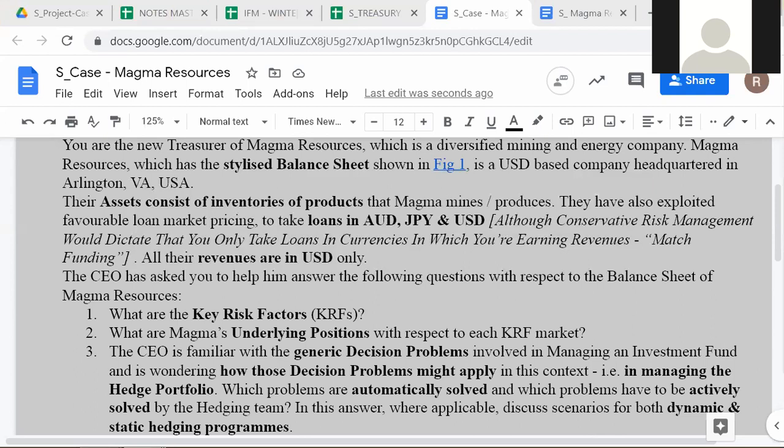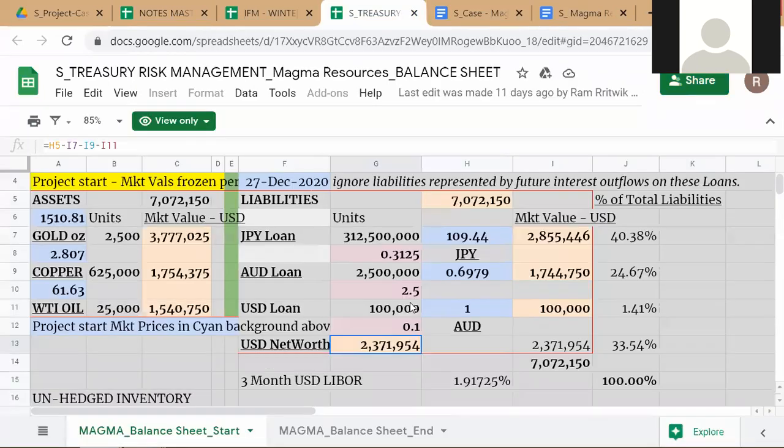Let's ask, who do we have? Srishti, you have a question? Why am I not able to see the hands? Okay, fine. Yeah, Srishti, what is the question? Sir, I wanted to answer the first question, key risk factors. Okay, according to you, what are the key risk factors? The future prices of gold, copper, and WTI oil.